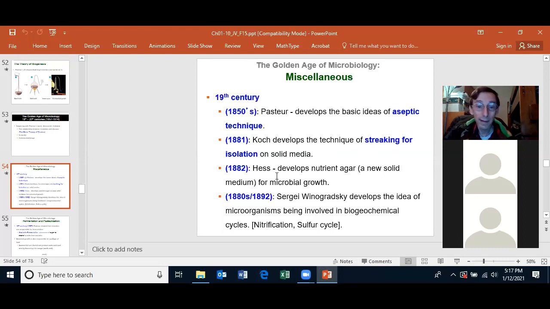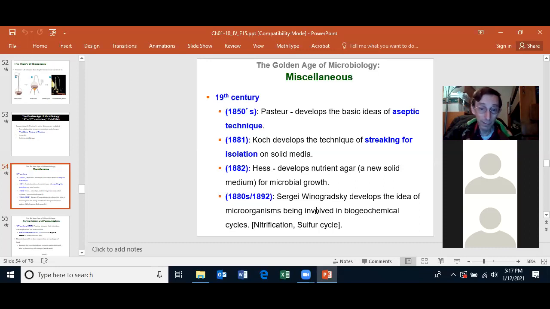On top of that, Hesse, who worked in Dr. Koch's lab, developed nutrient agar, a new solid medium for growing many microbes, and at the time it was the best media for doing that, and it was very simple and easy to make, as well as that it grew a lot of microbes.